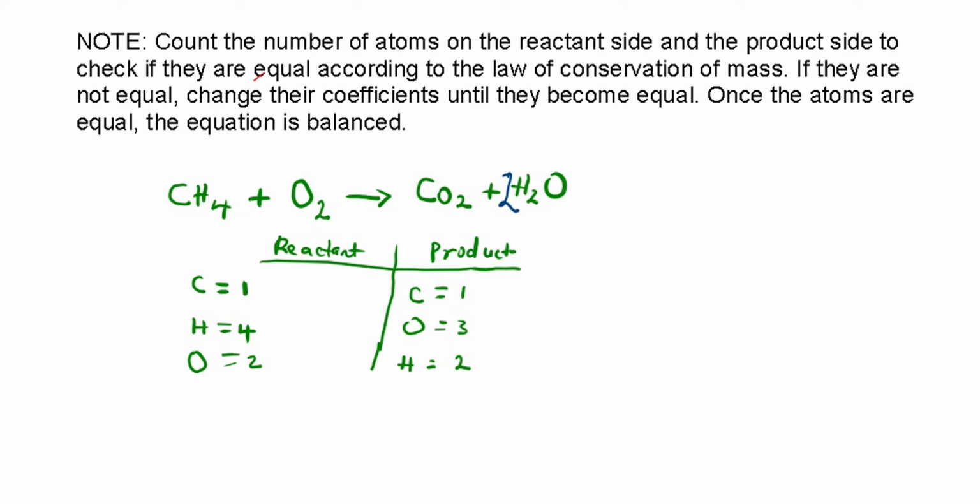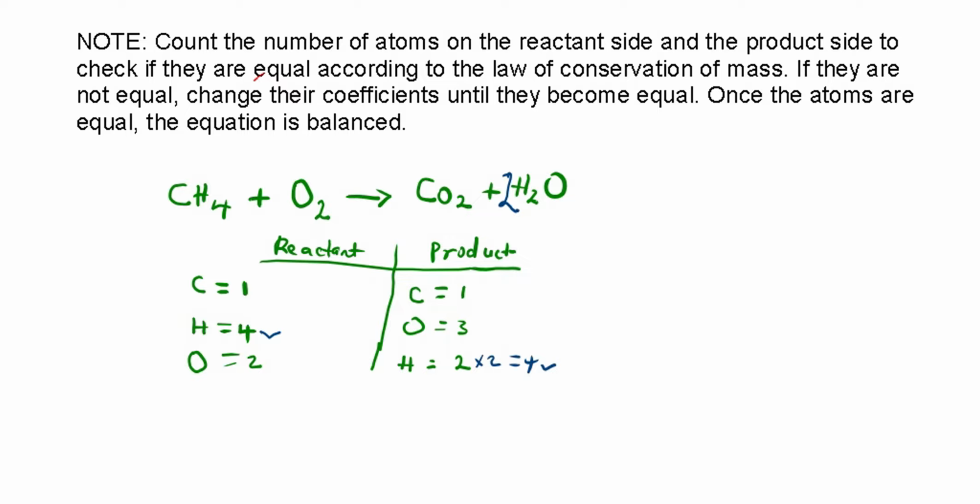Now hydrogen is now 4. 2 times 2 is now what? Is 4. So we now have to rewrite for hydrogen: 2 times 2 is what? 4. So you see that hydrogen in the product side is balanced with the hydrogen in the reactant side. They are balanced. But oxygen has been affected.